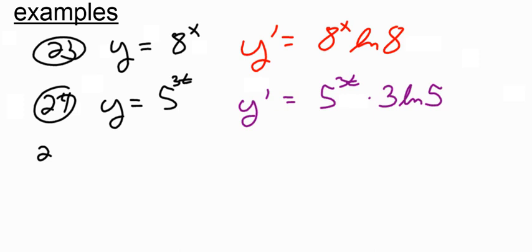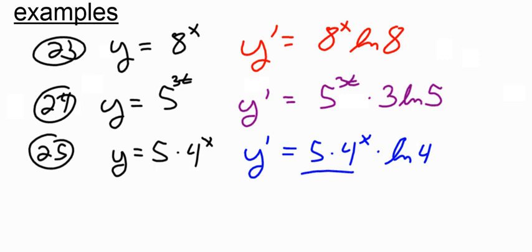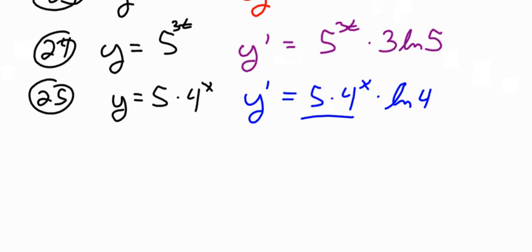Let's do number 25. Having a multiplication constant out front, we can deal with this the same way we've done any other constant multiple. So the derivative of this one would be 5 times the 4 to the x, and then we have to multiply by the ln b, which would be ln of 4. And we'll leave our answer like this. Remember, these cannot multiply. They're different actual multiplication factors.